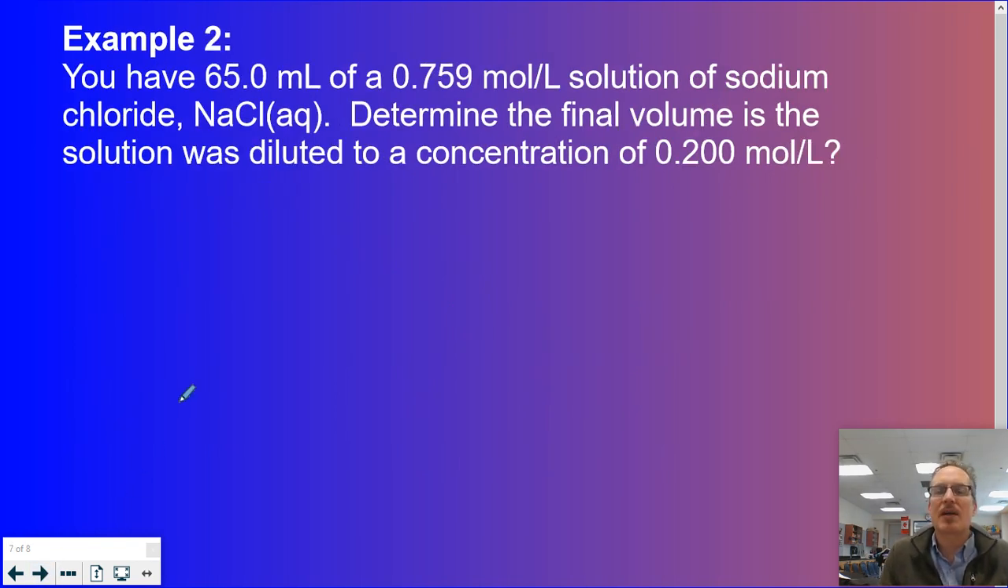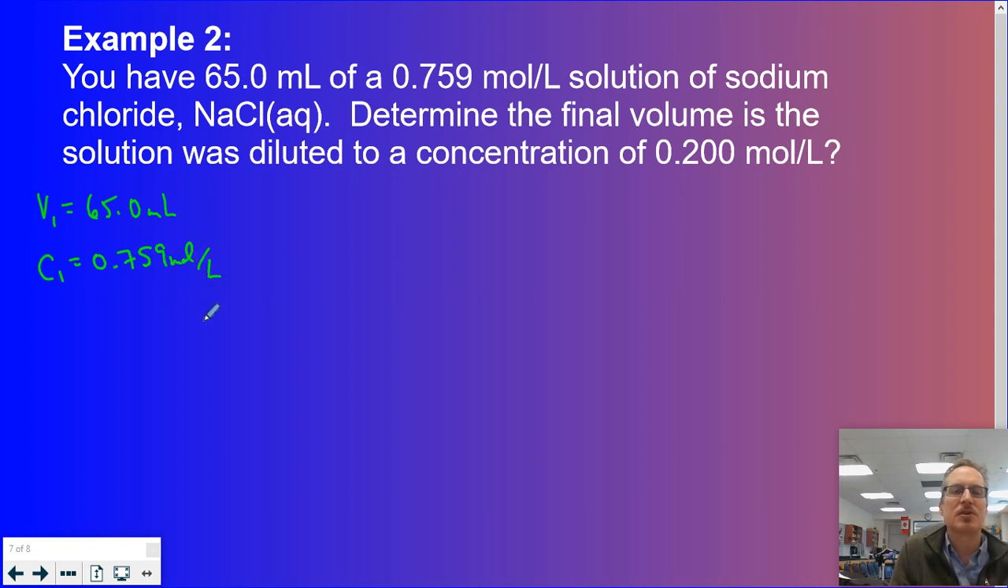For question 2, I would recommend copying down the question, pausing the video, and then unpausing the video to check your answer. So I have 65 milliliters of a 0.759 moles per liter solution of sodium chloride. I want to figure out the final volume if we diluted it to a concentration of 0.200 moles per liter. So I have my memorized formula, C1V1 equals C2V2.